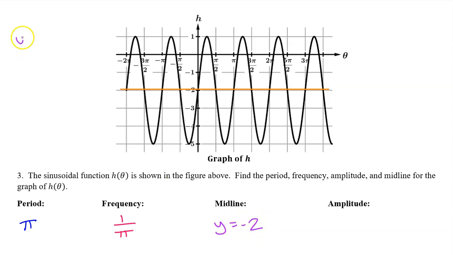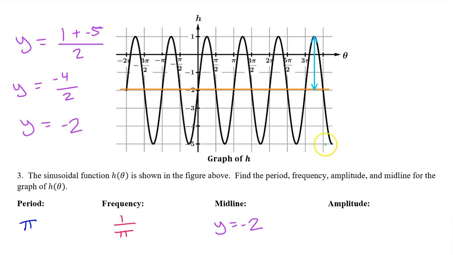You can also calculate the midline by taking the average of the highest value and the lowest value. In this case, that would be 1 plus -5 divided by 2. That's 1 minus 5, which is -4, divided by 2, and that gives us y equals -2. The amplitude is the distance from the midline to the highest value. In this case, the amplitude is 3. The amplitude is always positive.